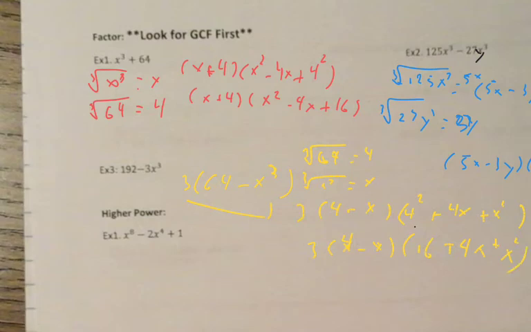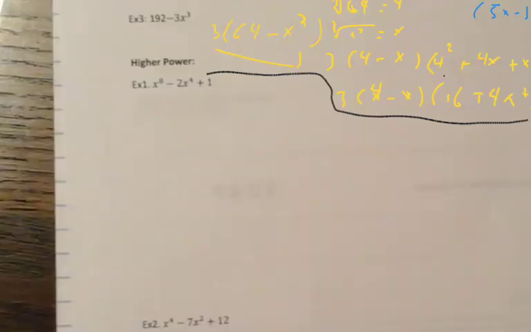Alright, let's move on to higher power. If you have a polynomial to a higher power, you're going to do master product. So multiply the first by the last, and you get positive 1x to the 8th. So now we need to find numbers that multiply to positive 1 but add to negative 2.